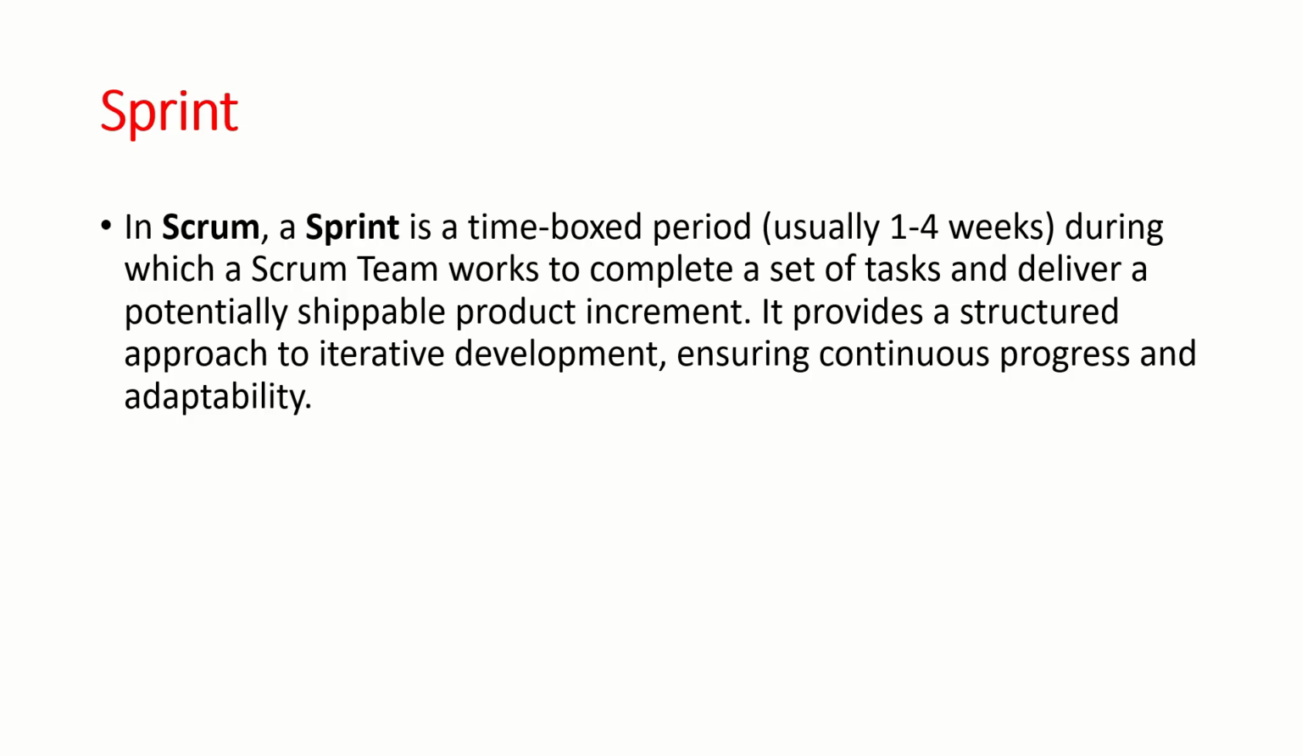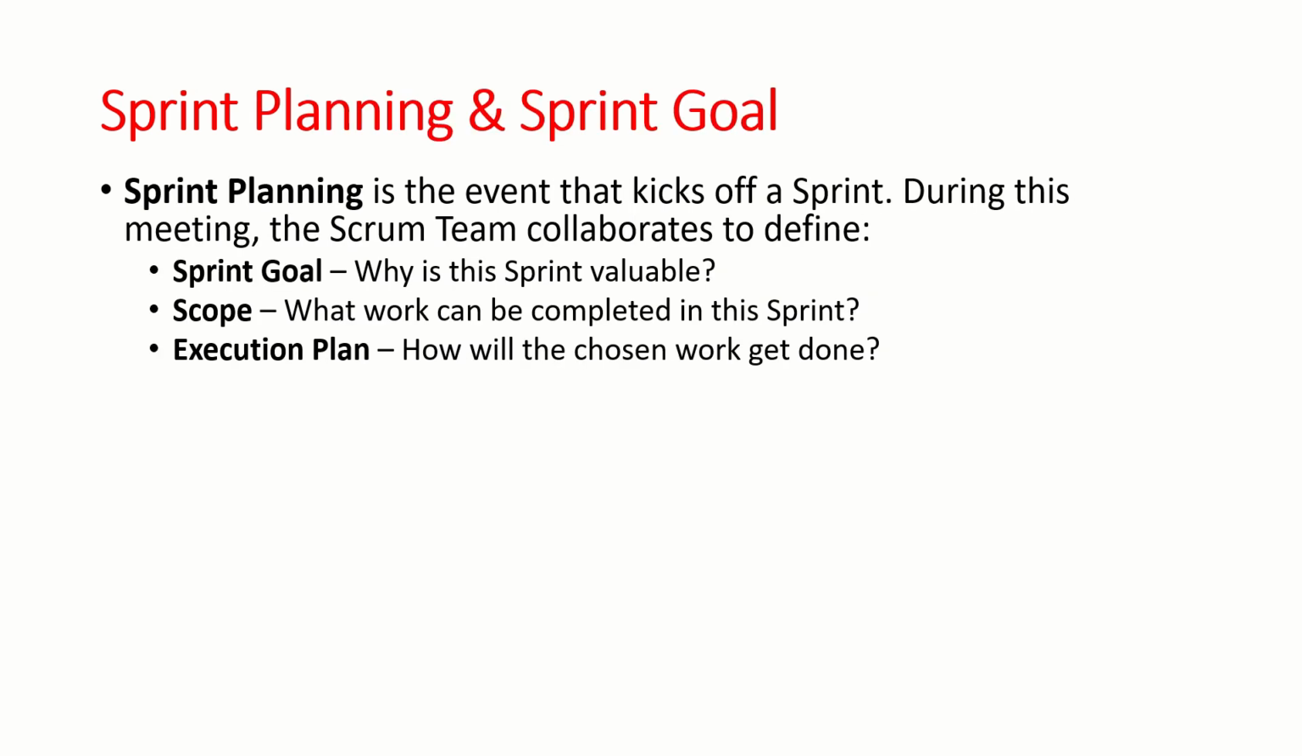First one is, what is a sprint? In Scrum, a sprint is a time boxed period, usually 1 to 4 weeks, during which a Scrum team works to complete a set of tasks and deliver a potentially shippable product increment. Very important point, the product which is shipped to the customer is actually a working product. It provides a structured approach to iterative development, ensuring continuous progress and adaptability. So in a sprint, we take customer feedback as well and we adapt and improve the product which we are creating.